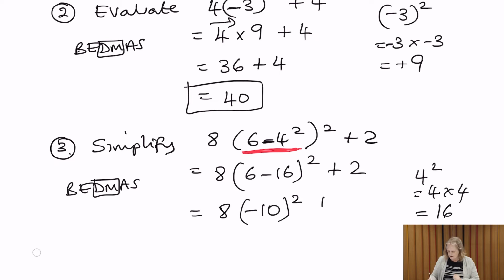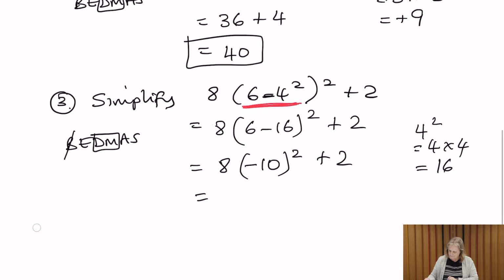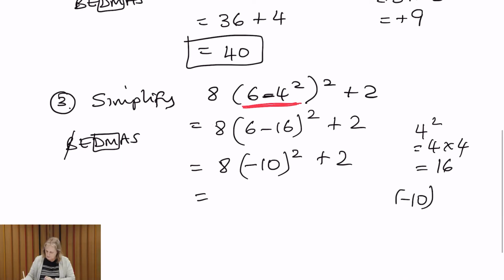And then I've got my 8, and I'm adding 2 here. Okay, so now we've done the brackets completely. We're now looking at the exponents, and we know that we've got -10 squared, which we know is -10 times -10, which is going to give me positive 100.